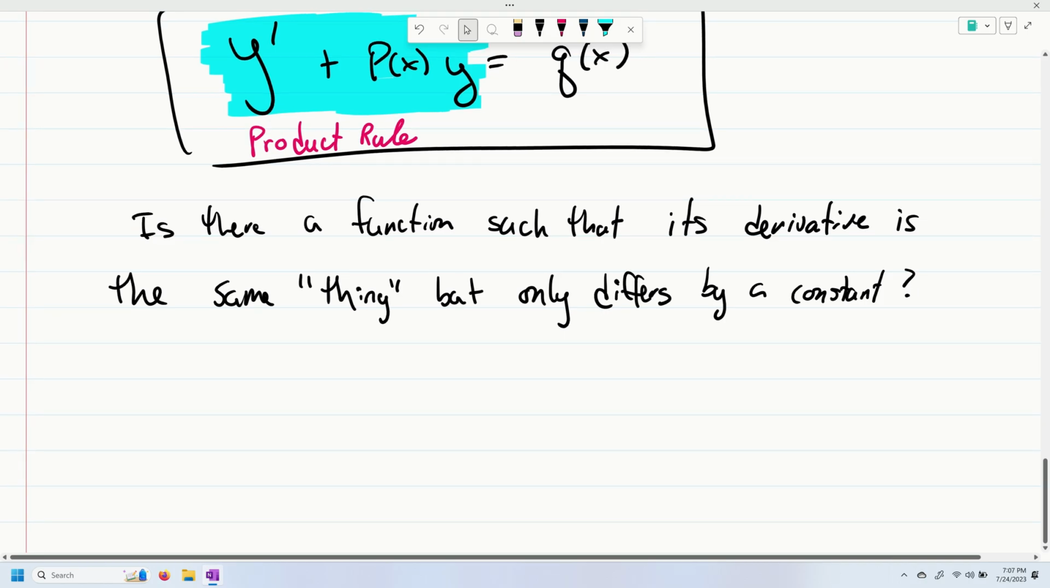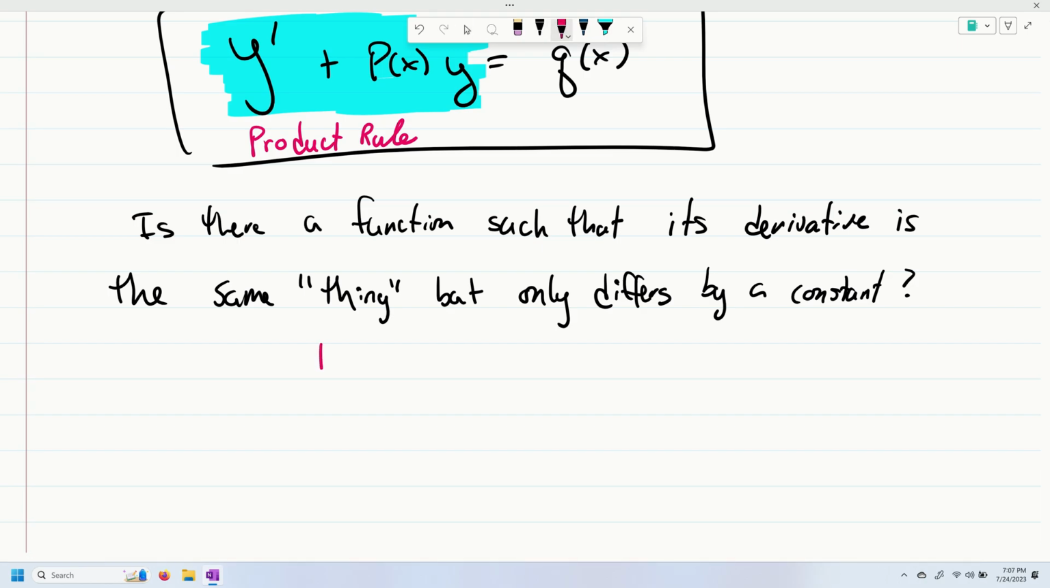But there is one function that we have studied that when you take its derivative, it's the same exact thing. And that function is e to the x. Because the derivative of e to the x is e to the x. So now the big question becomes, can we use this to our advantage?